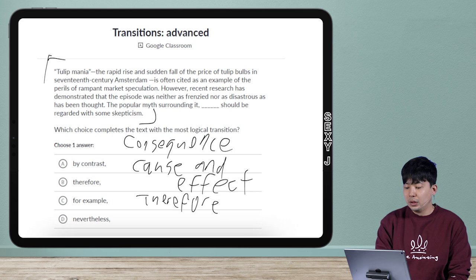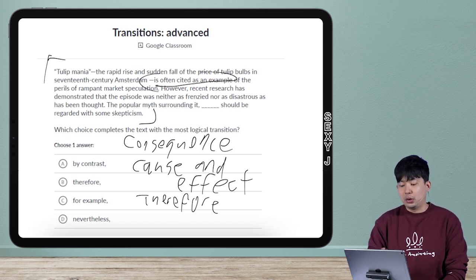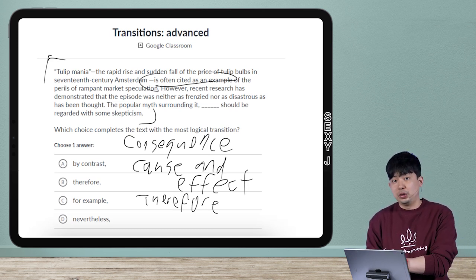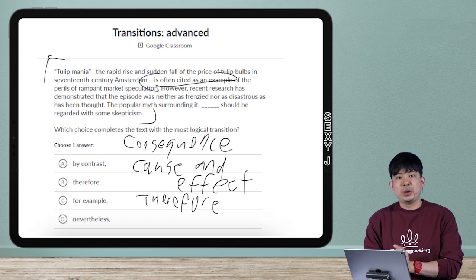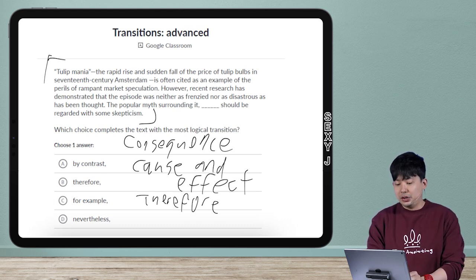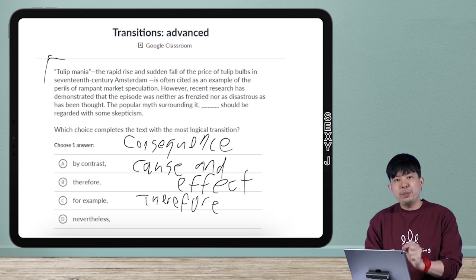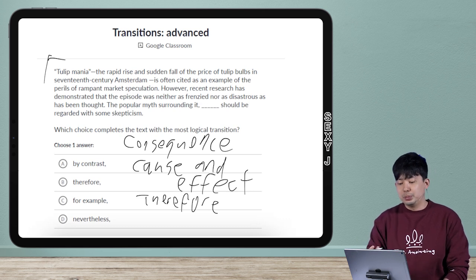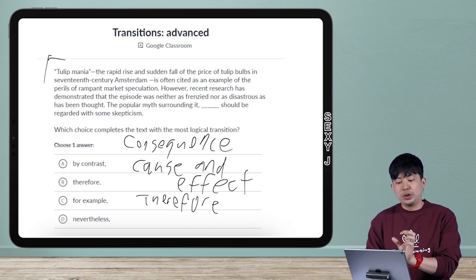Okay. So we have, tulip mania is often cited as an example. Okay, so I know I'm calling this the cause and effect or the therefore lesson, but you should take the lessons we learned in the other videos and always be mindful of them. Because when the SAT changed to digital, they made it so that when you just look at the text itself, the format is almost the same for every question. Besides the rhetorical synthesis and the tables, all the rest of the questions are roughly in the same format. So we get a little mini paragraph and we're asked a question, right? So the content of the mini paragraph itself is something that can help you.